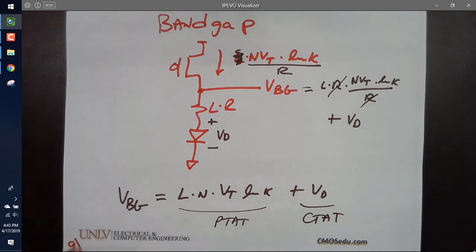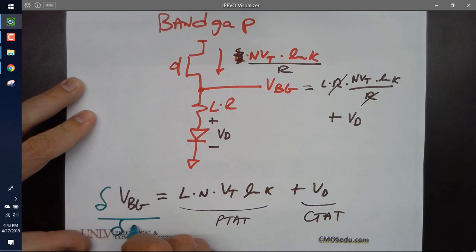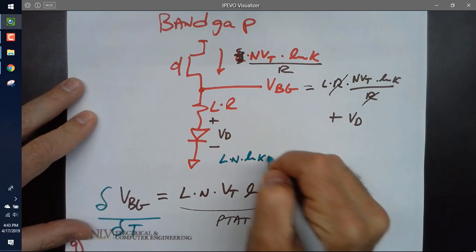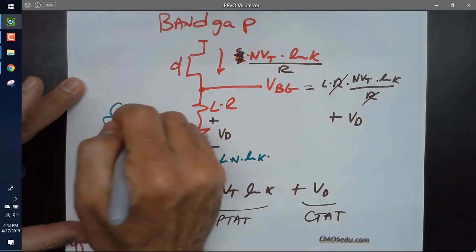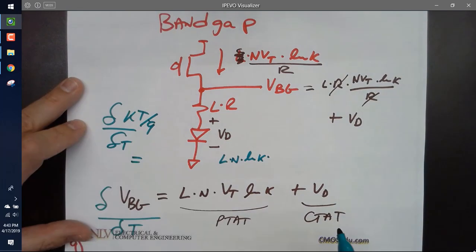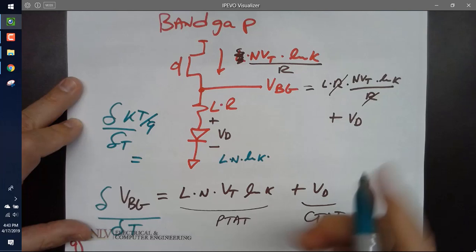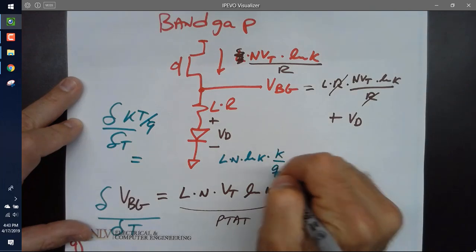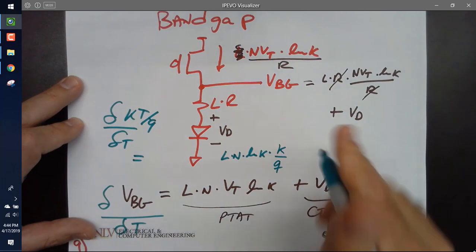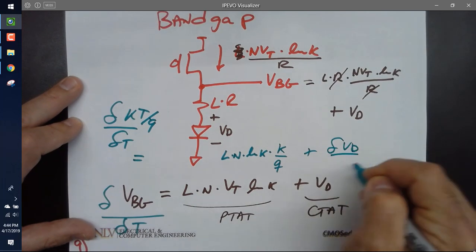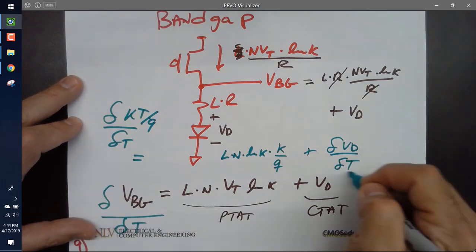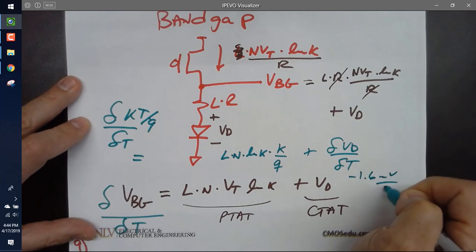Take the derivative. So I'm going to take the derivative of this with respect to temperature. When I do, I have L times N times natural log of K. And what's the derivative of KT over Q with respect to temperature? K over Q. And that's the K of number of diodes in the lowercase. I didn't make those up. And then the derivative of this would be V diode with respect to temperature. And this we know is minus 1.6 millivolts per degree C roughly.